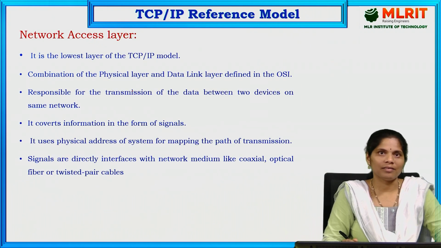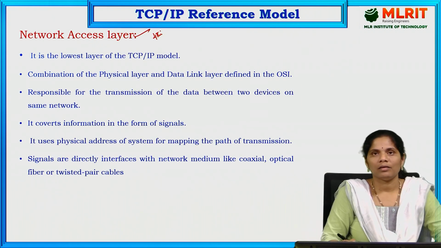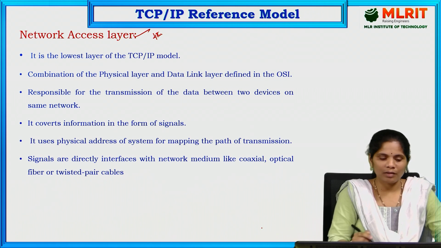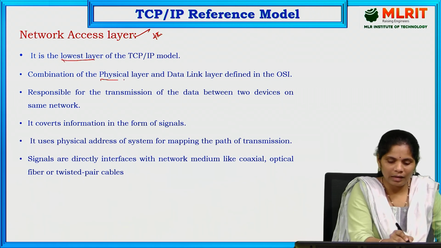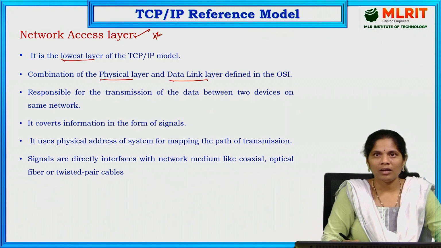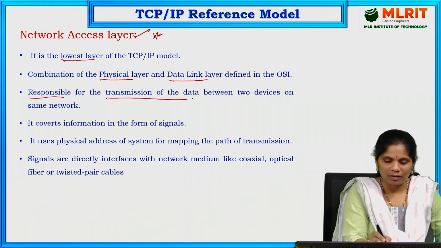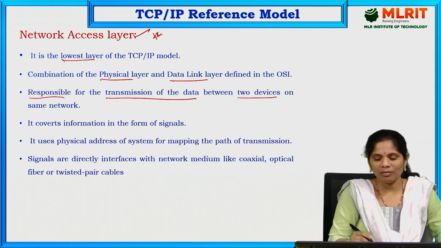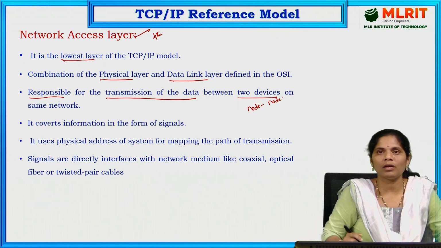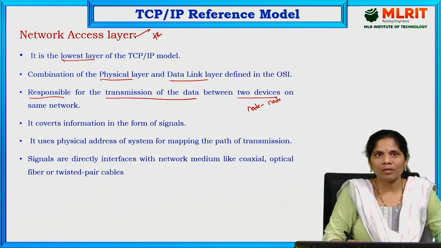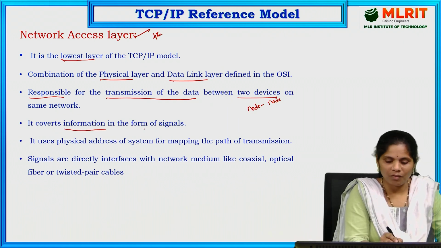And the next layer is the Network Access Layer. This is the fourth layer in the TCP/IP reference model. It is the lowest layer of the TCP/IP model. The combination of the physical layer and data link layer is nothing but the network access layer. The main responsibility here is transmitting the data between two devices, node to node delivery from one node to another node. How the data is going to be transferred, that is the main responsibility of the network access layer, and it converts the information into the form of signals.